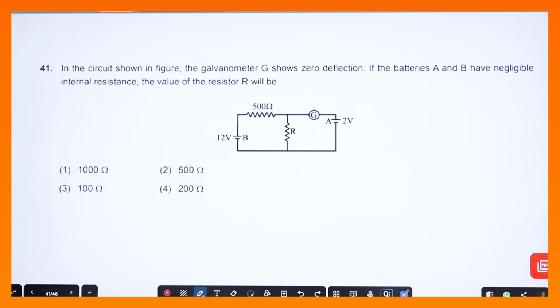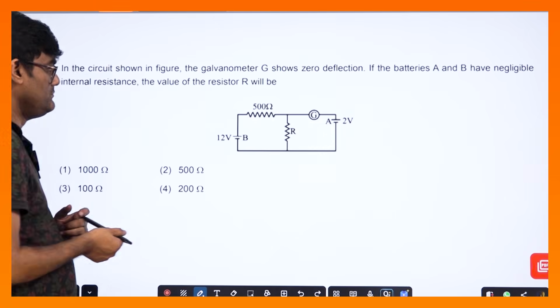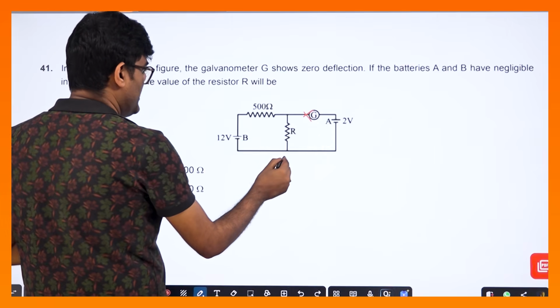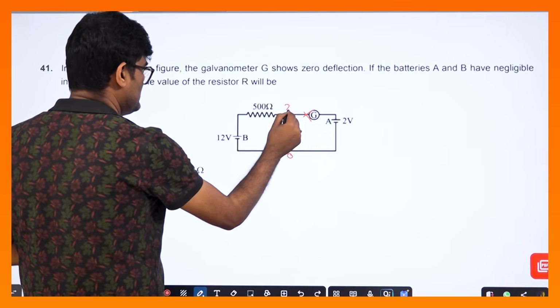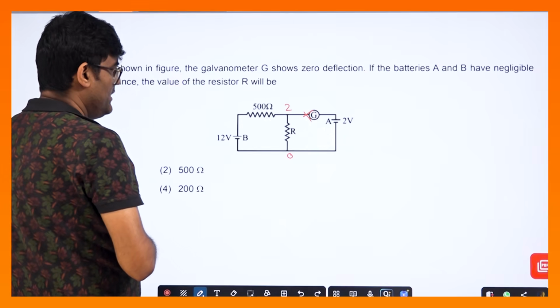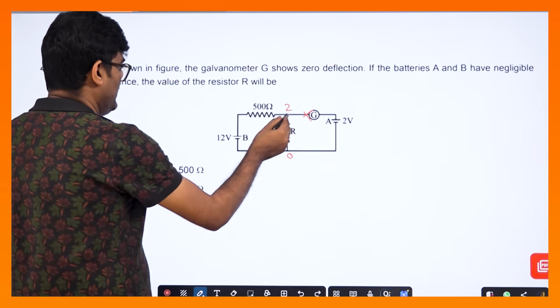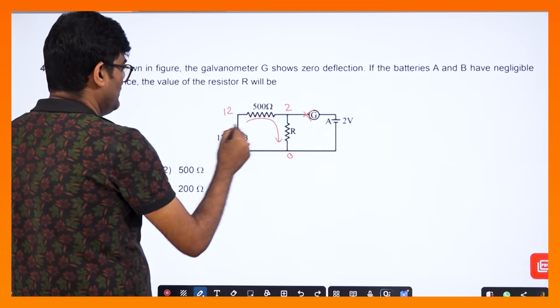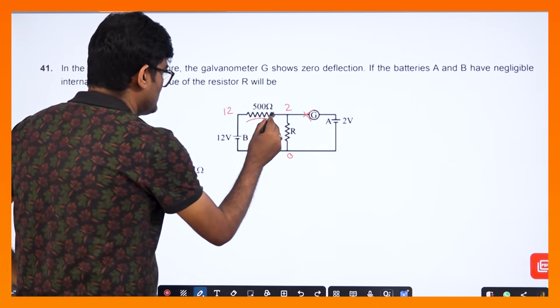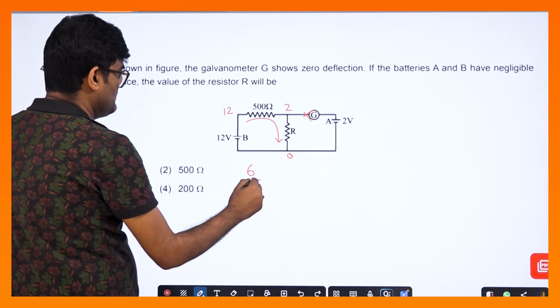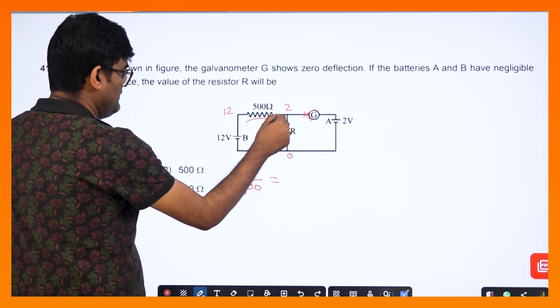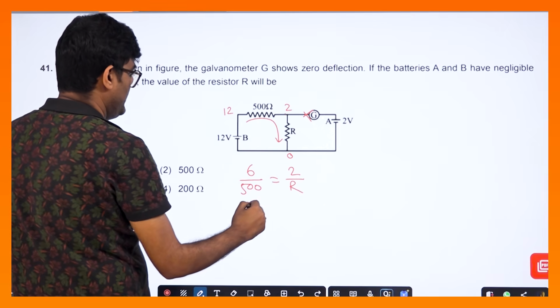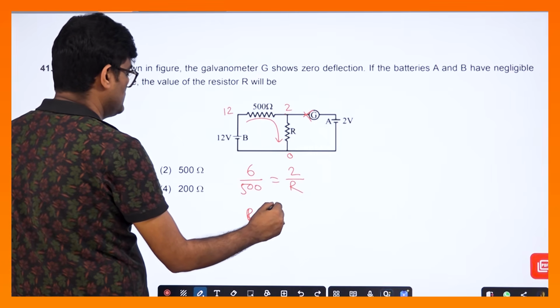In the circuit, the galvanometer shows no deflection if the batteries A and B have negligible internal resistance. Find the value of resistance R. If there is no current here, I assume this voltage to be 0, then this voltage is also 2 volt, right? If this voltage is 2 and there is no current here, this is 0, this is 12, right? So the entire current is going like this. What is the voltage drop here? It is 6. So 6 by 500 is the current, and the same voltage drop here is 2 by R. Right. So the value of R is equal to 500 by.